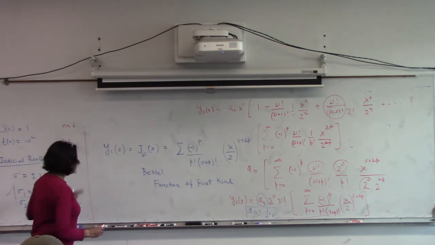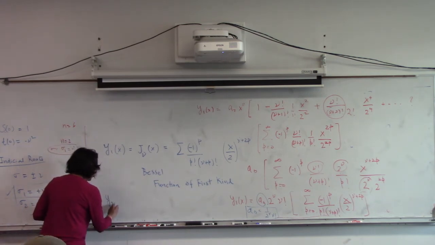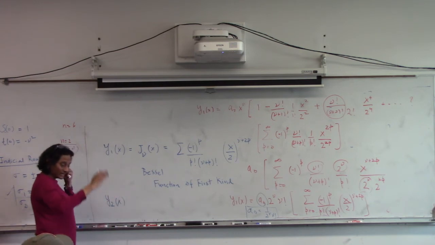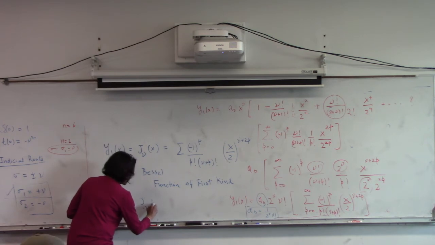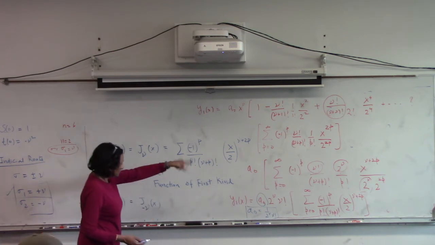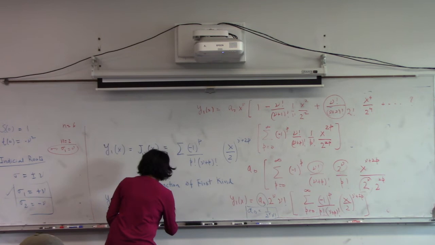Now, y2(x), if sigma 1 minus sigma 2 is not an integer, is simply J negative mu (x), right? So all I have to do is put nu to minus nu, and that will be my second solution.